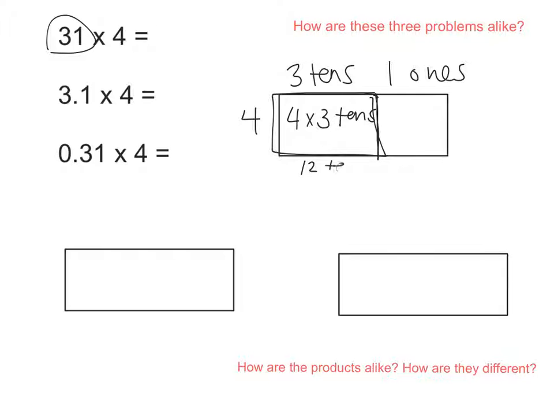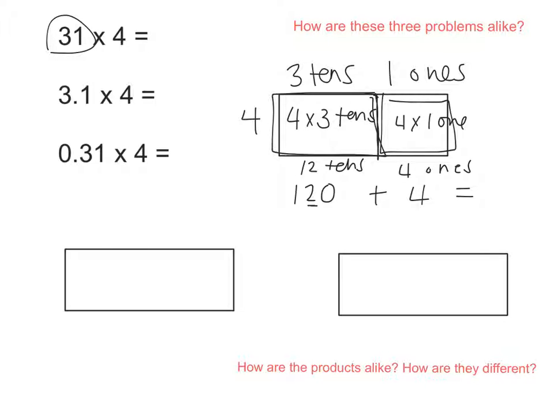12 tenths. And then the area of this other part is 4 times 1, otherwise known as how many ones? 4 ones. So if I have, what's the standard form of 12 tenths? I write the digits, and I want this digit to be in the tens place, so I have to add a 0. So it's 120. What's the standard form of 4 ones? It's 4. Good. So the product, 120 plus 4 is 124.